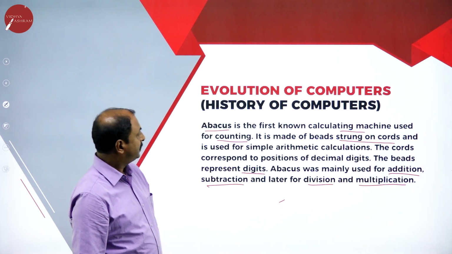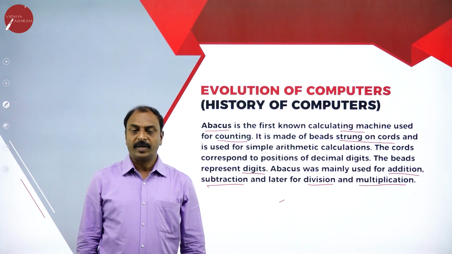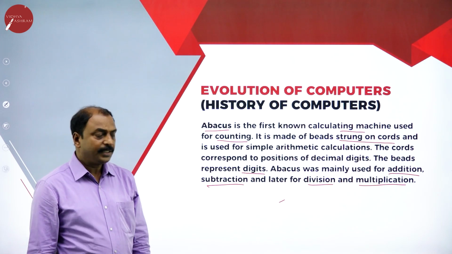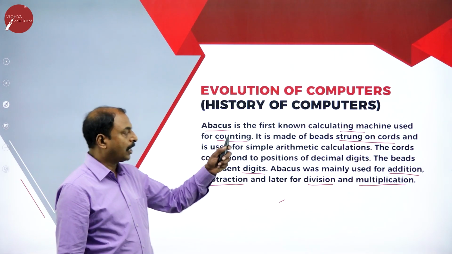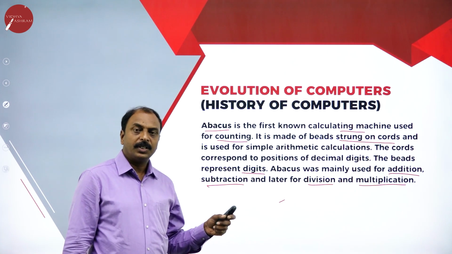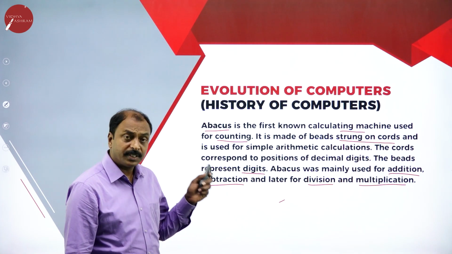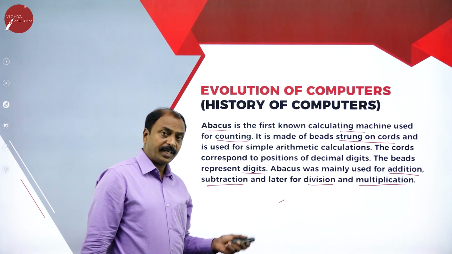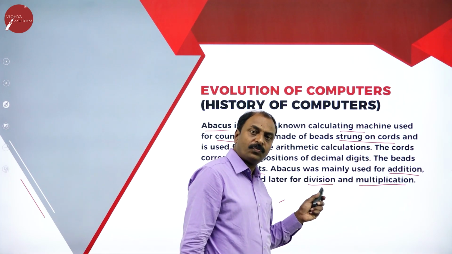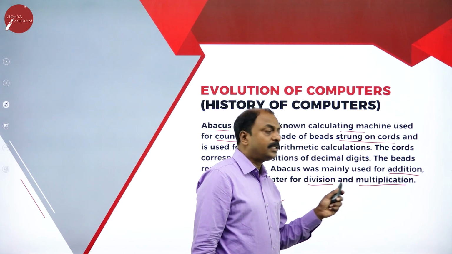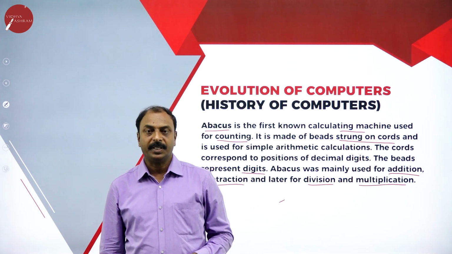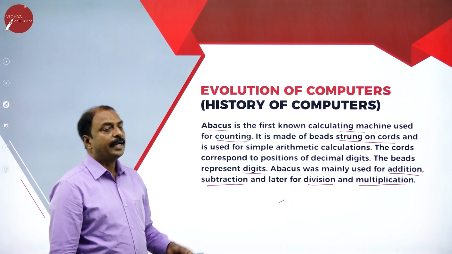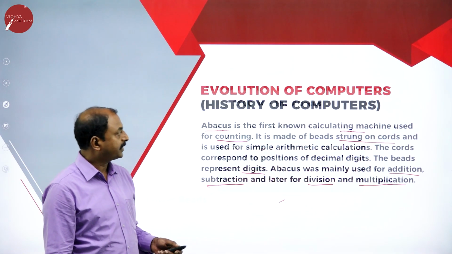So abacus is the first counting device developed by Babylonians for the purpose of counting. With the help of this, during those days, they were using this device for addition and subtraction. And nowadays, we are using this device even for division as well as for multiplication. This is abacus. Now we move on to the next slide.